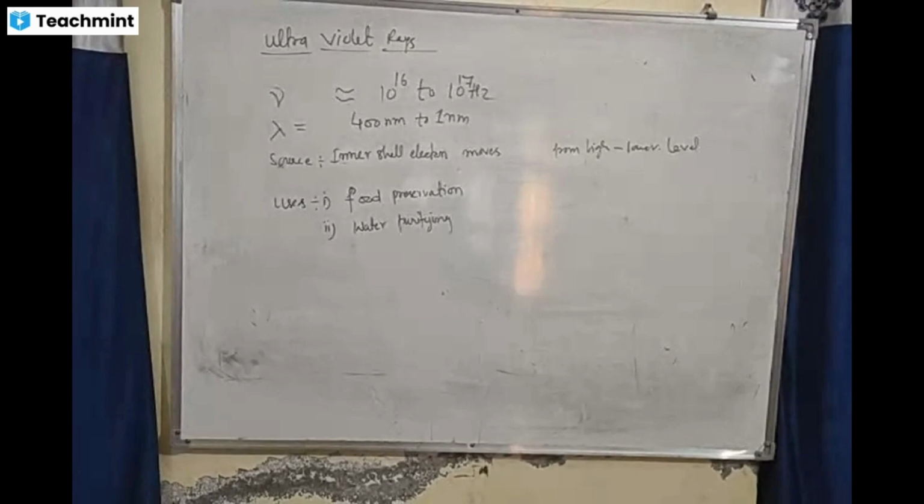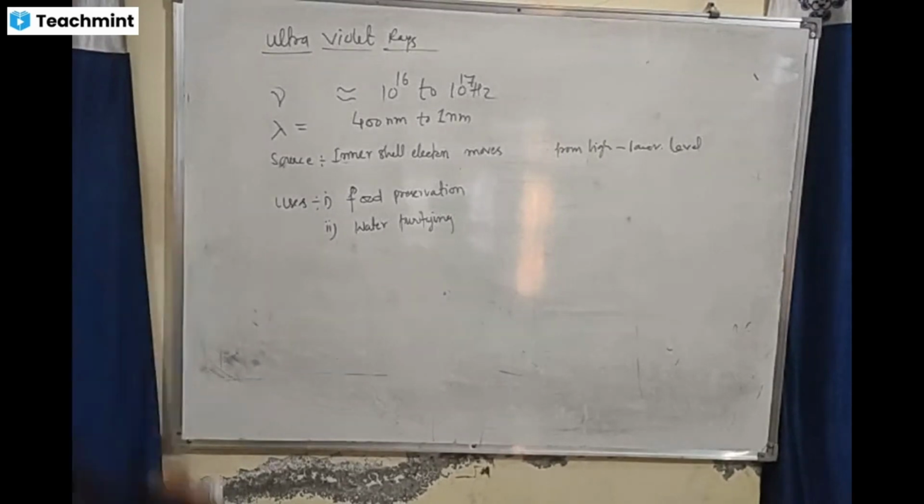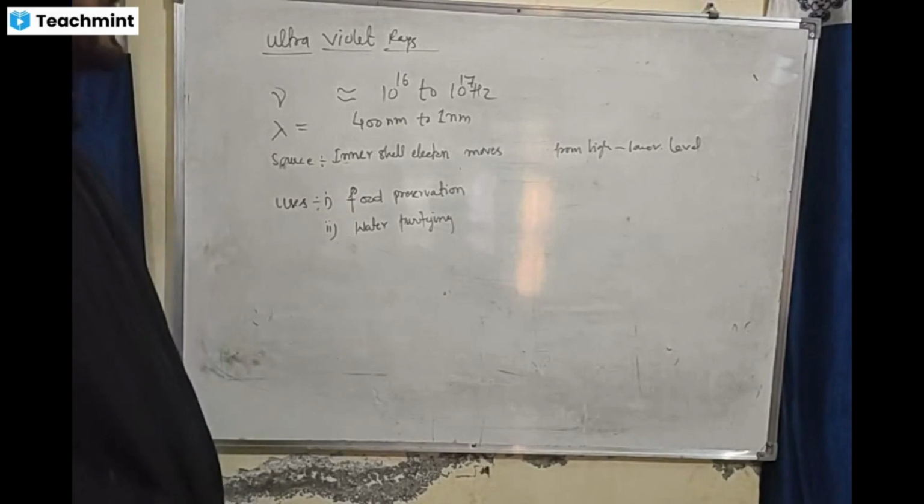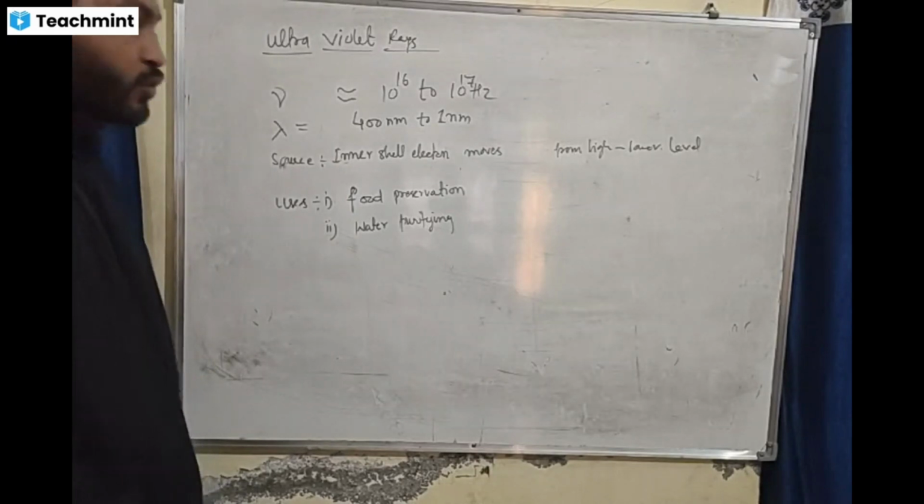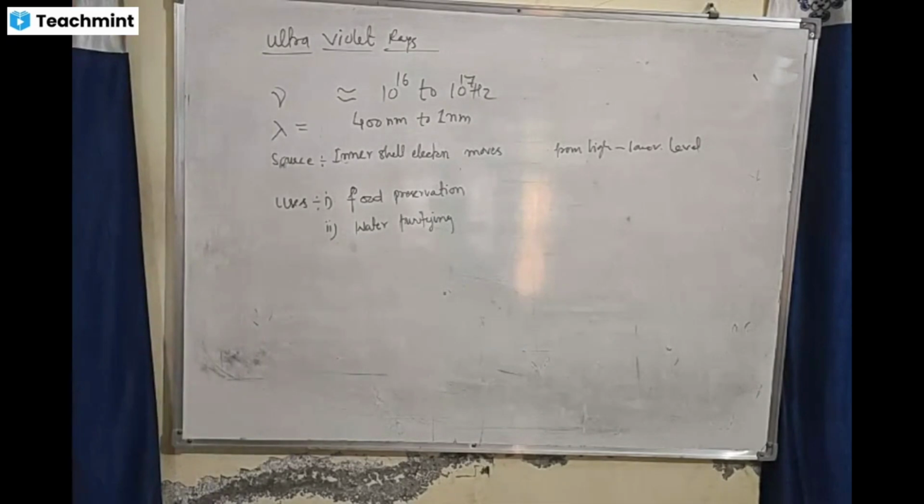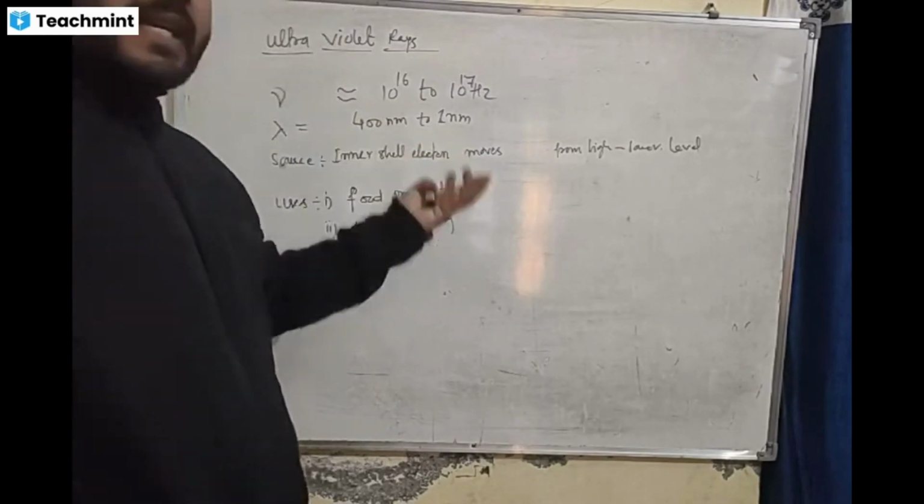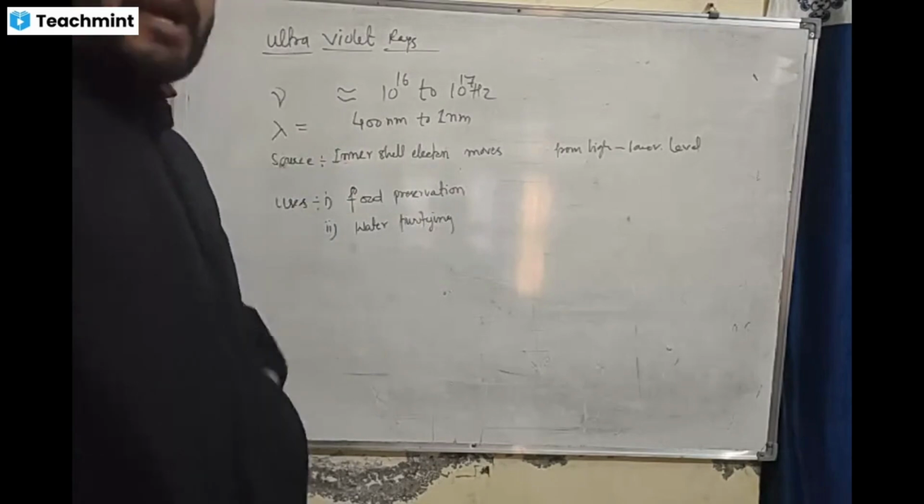The next part of the electromagnetic spectrum is ultraviolet rays. Its frequency is between 10 to the power 16 to 10 to the power 17 hertz. Its wavelength is between 400 nanometer to 1 nanometer. Its source is when inner shell electrons in an atom move from a higher energy level to a lower energy level, they produce ultraviolet rays.